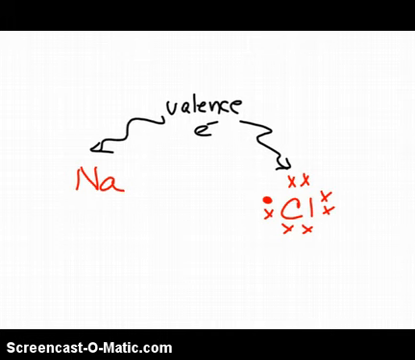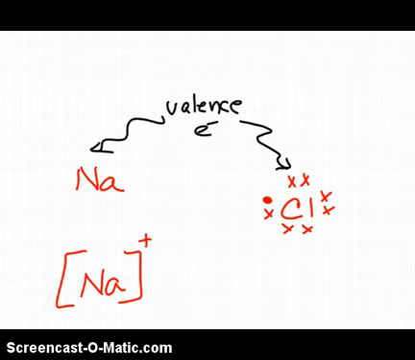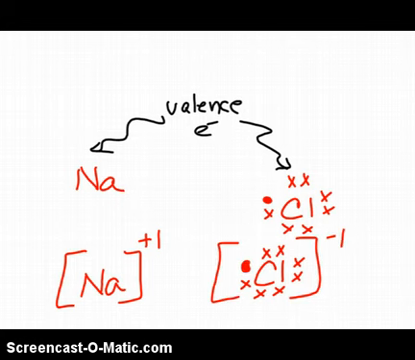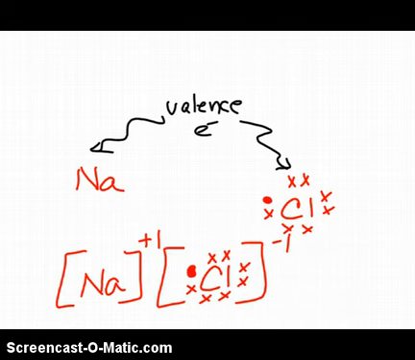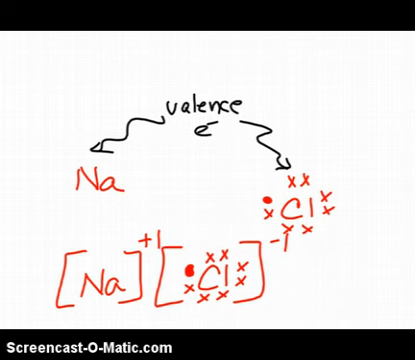When it does that, the sodium becomes positively charged. We put it in those little brackets so that you can see that there's no electrons around the sodium. And then the chlorine, which just gained that electron, becomes negatively charged. What will happen is this chlorine will get attracted to that sodium. And right here is the ionic bond.